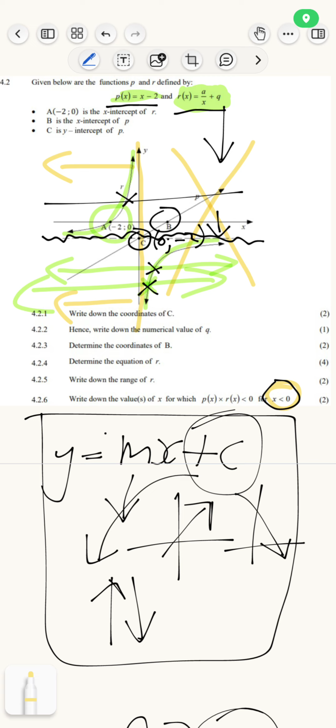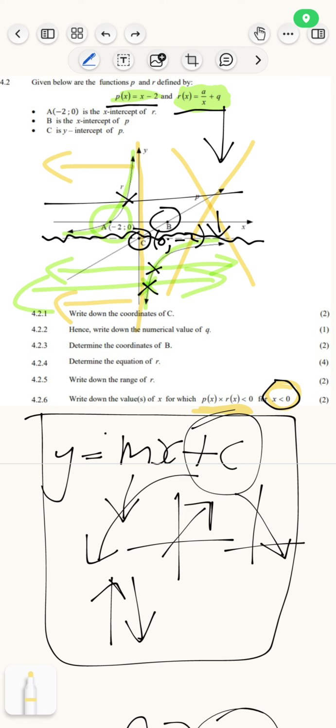Okay, so now let's talk about what this means. This means the one graph, which is p, the straight line, is multiplying by the other graph, which is r. Remember earlier, instead of using these symbols, we replaced them with a y. So this is what we're going to think: the y value of this graph times the y value of that graph must be smaller than 0. So what is smaller than 0? Smaller than 0 is negative.